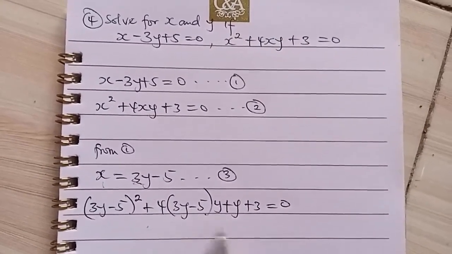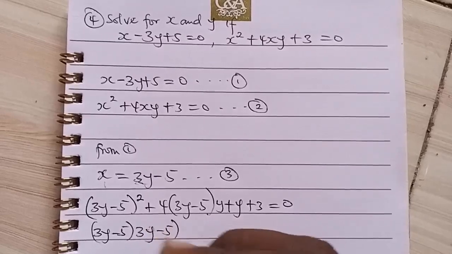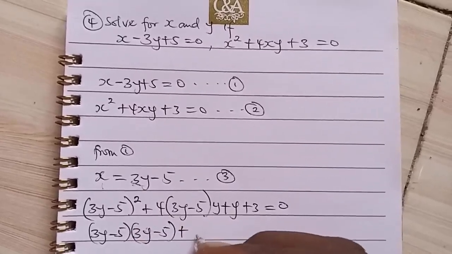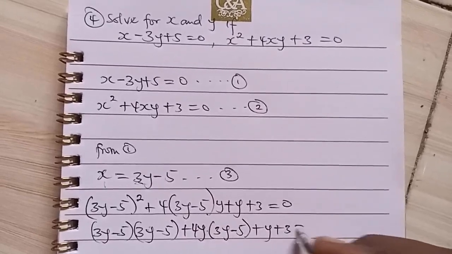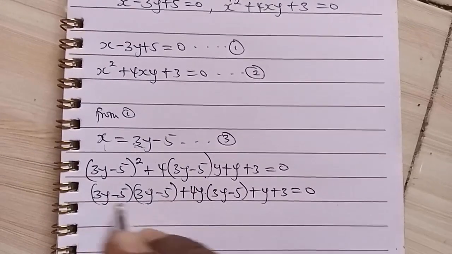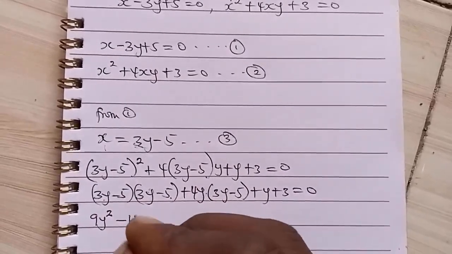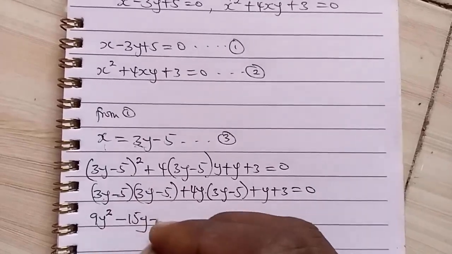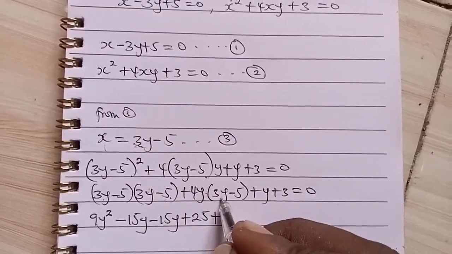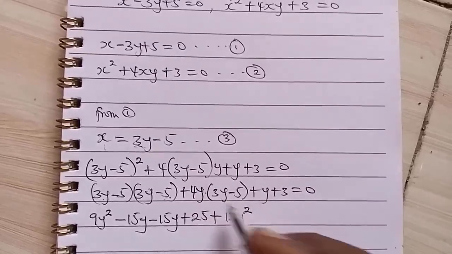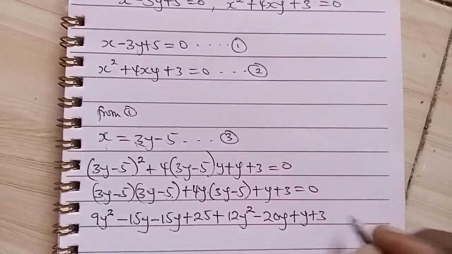Now, having done this, we can evaluate it. Plus 4 times y will give you 4y, into 3y minus 5 plus y plus 3 equals 0. Now, 3y times 3y will give you 9y squared. 3y times minus 5 will give you minus 15y. Minus 5 times 3y will give you another minus 15y. Minus 5 times minus 5 will give you plus 25. Plus 4y times 3y will give you 12y squared. Then 4y times minus 5 will give you minus 20y. Then we had plus y plus 3 equals 0.